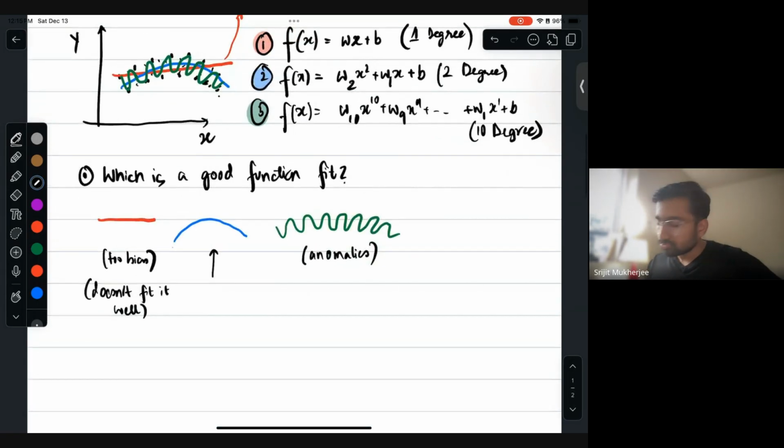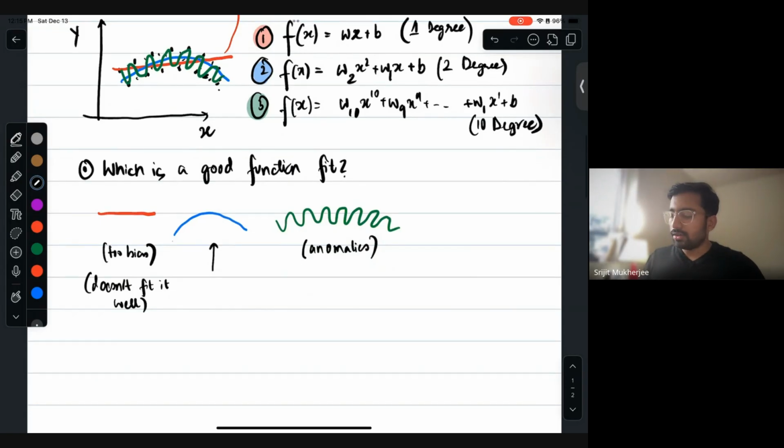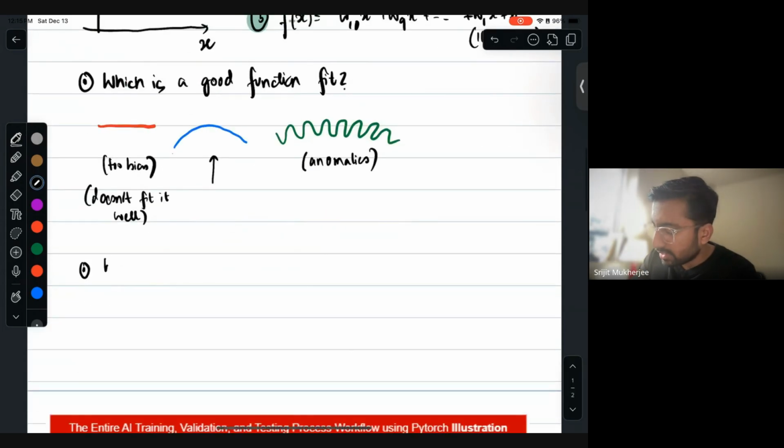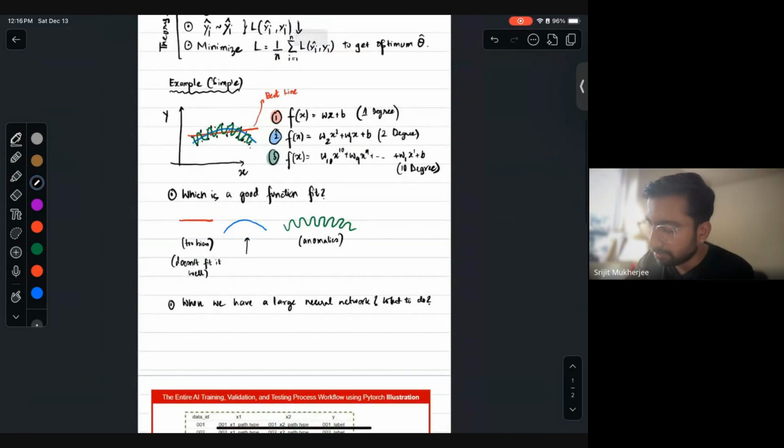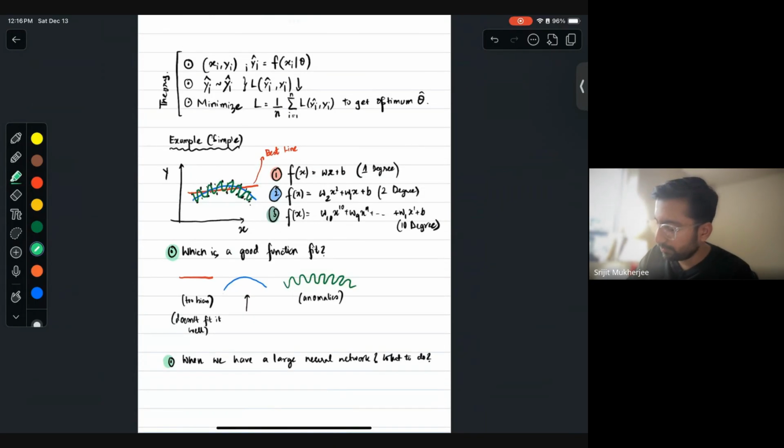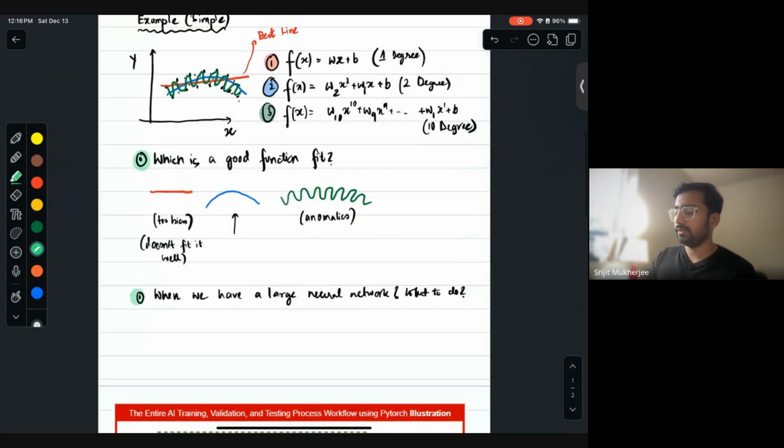So what to do? So therefore, this is the qualitative way. But when we have a large neural network, the question is, what to do? When you have a large neural network, that's the main question. What should one do? That's what we are going to learn here today as one of the most important topics.